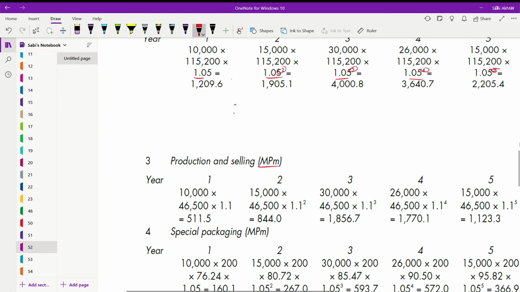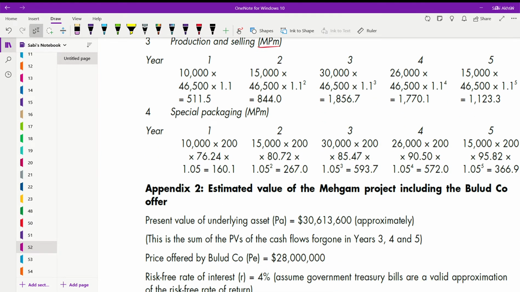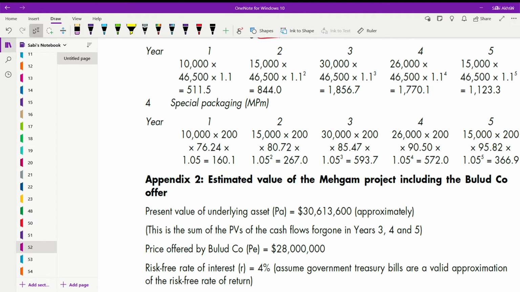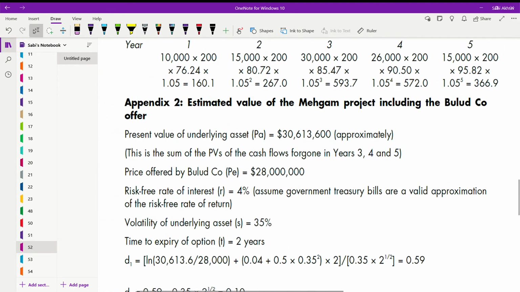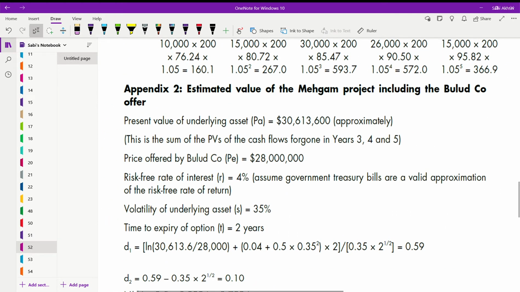Then special packaging also. Then comes Appendix 2. Appendix 2 uses the Black-Scholes option pricing model to value the project. Right? Value of the underlying asset, PA. How will you get this? It is this: sum of the present values of cash flows. Here they have written foregone in years 3, 4 and 5.